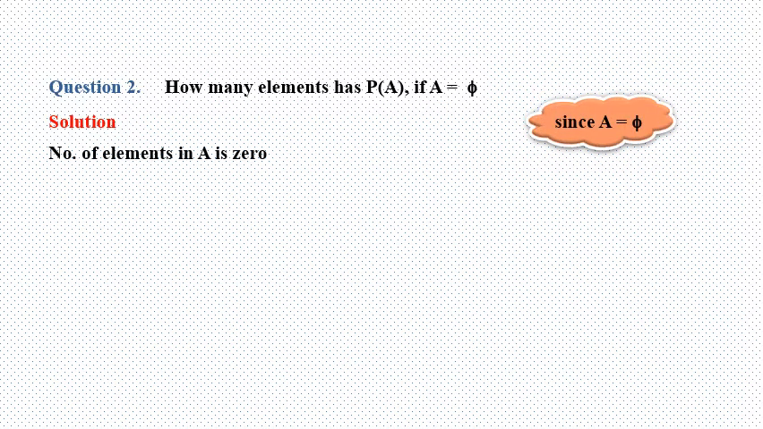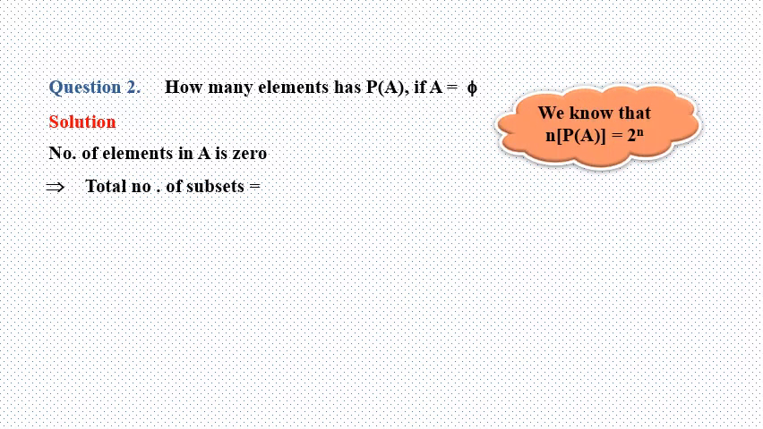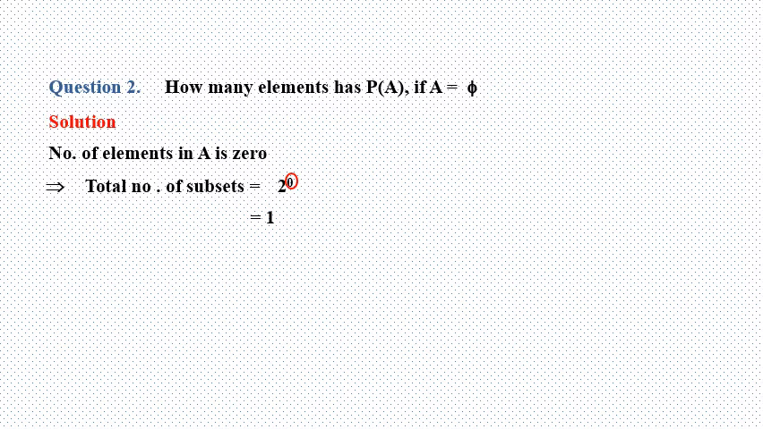Question number 2. How many elements does P of A have if A is the empty set? Only one element. Since A is empty, the number of elements in A is 0, but the total number of subsets is 2 raised to 0. This is very important, and hence the total number of subsets is 1. Don't forget, P of A has one element. Don't say 0 elements.